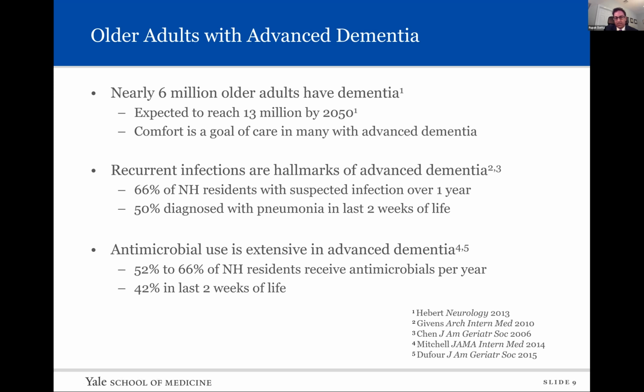So again, unsurprisingly, antimicrobial use was found to be extensive in this population. And again, in these cohort studies, up to 2/3 received antibiotics in a given year. Again, these were nursing home residents with dementia, and many of these antibiotics occurred during the last 2 weeks of life.